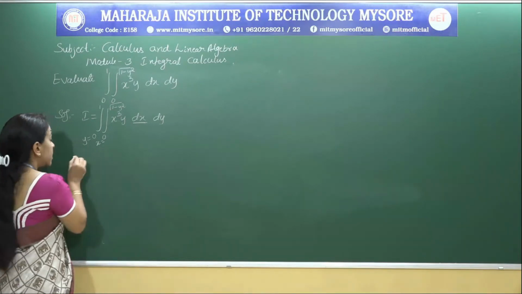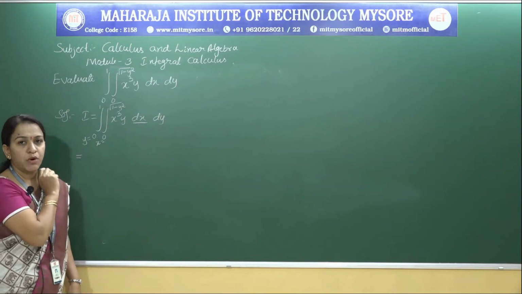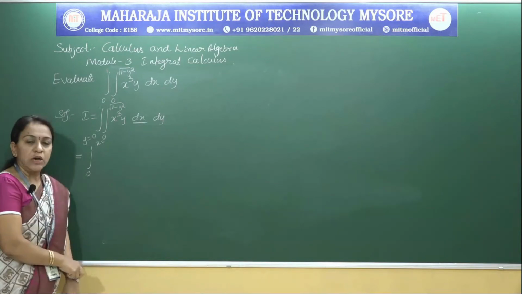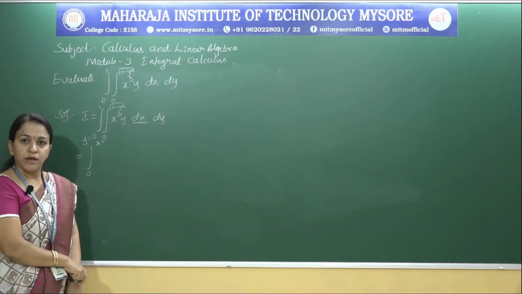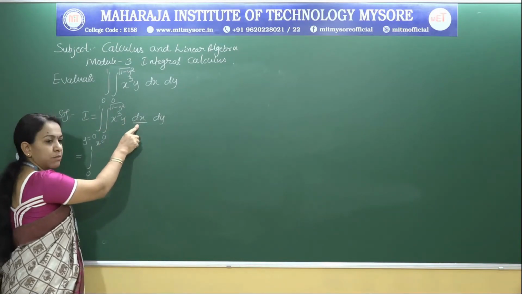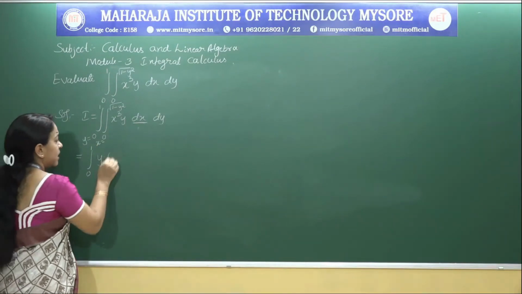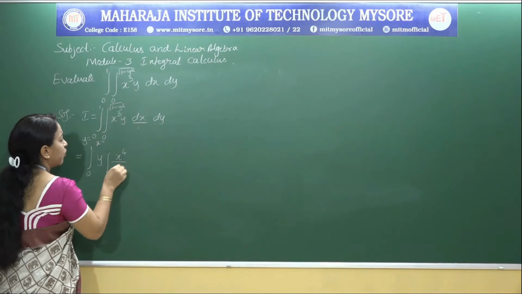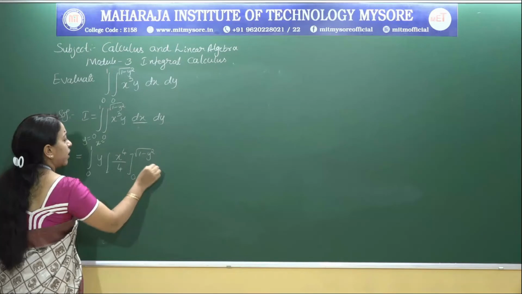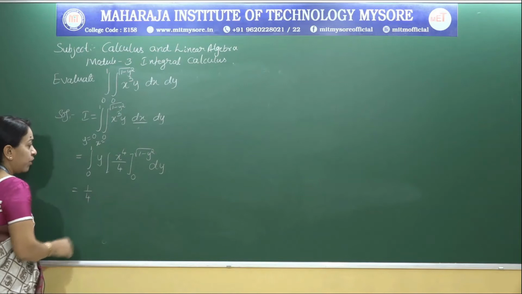Now integrate with respect to x, keeping y constant, as we did in the first problem. There we kept x constant and integrated with respect to y. Here in this problem, keep y constant because we are integrating with respect to x first. So keeping y constant, integrate with respect to x, that is x cube integration is x power 4 by 4 between the limits 0 to root of 1 minus y square, dy. Now apply the limit. We can take out 1 by 4 common.